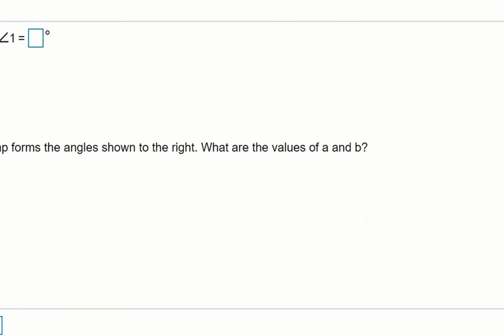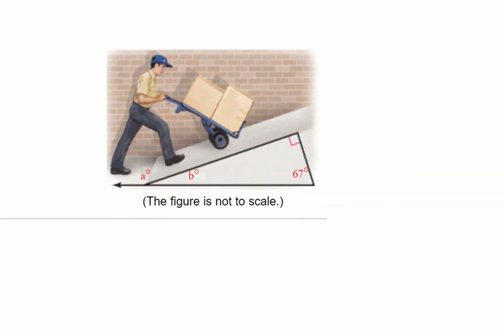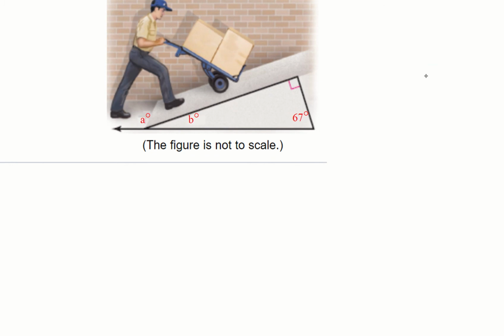So it says a ramp forms the angles shown to the right. What are the values of A and B? So we've got an exterior angle right here. This right here is my exterior angle, right? And so, okay, we know that this is a right triangle. If we look at this triangle right here, that's a right triangle. So this right here, that's 90 degrees. So if that's 90 degrees and this is 67, we know that all the angles in a triangle have to add up to 180.